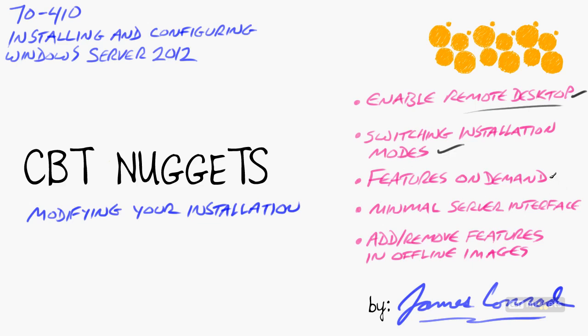Also, we can use something called Features on Demand, and really what this does is it allows you more or less to uninstall features more than install features, because if you have something you don't need, you can remove the binaries and save yourself some disk space.